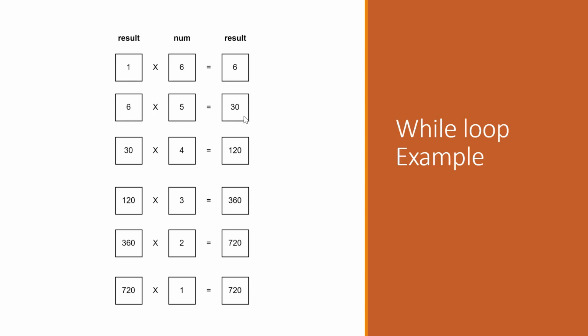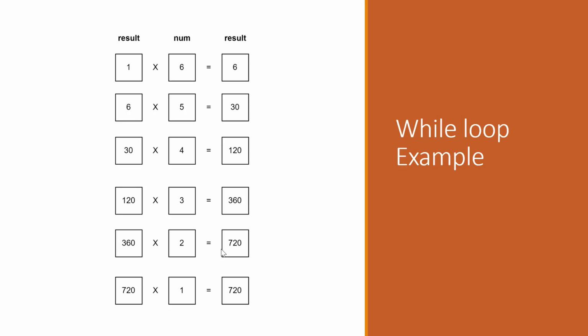So 6 into 5 will become 30 and the value of result will become 30, and for the next iteration, the result will be 30 and the num value will be 4. Then again we calculate its product and its product comes out to be 120. So in the next iteration, value of result will be 120 and the value of num will become 3. So if we calculate their product, it comes out to be 360. So for the next iteration, the value of result will be 360 and the value of num will become 2.